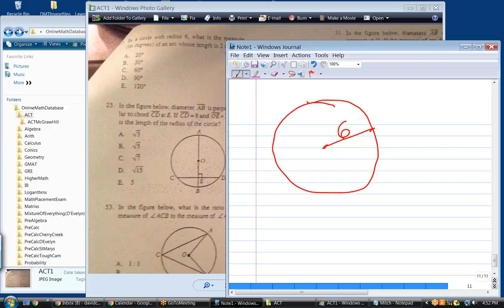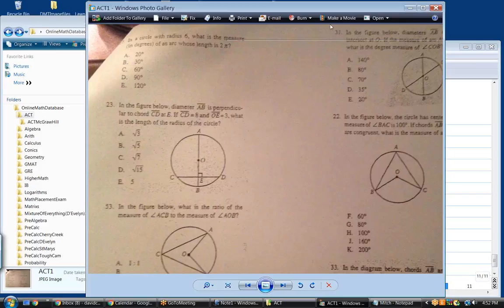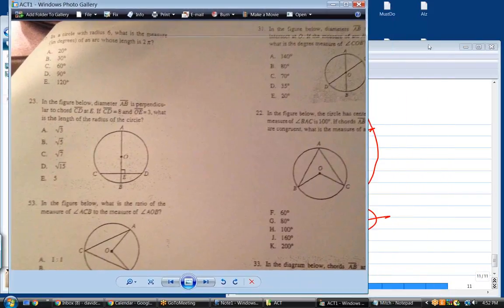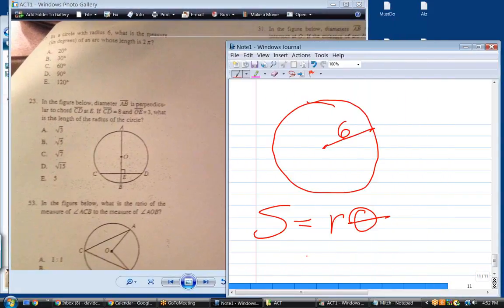I don't remember at all. Okay, arc length. I'm not sure you have to know this either, but there's the formula: S is the arc length, R is the radius, theta is the angle measured in radians, which this is, 2 pi. Okay, so it's real simple here. The arc length is 6 times 2 pi.